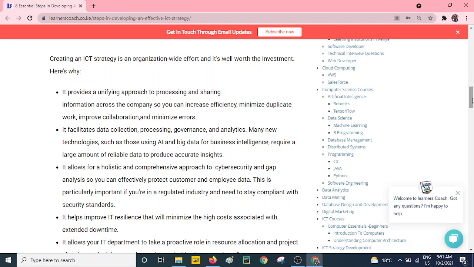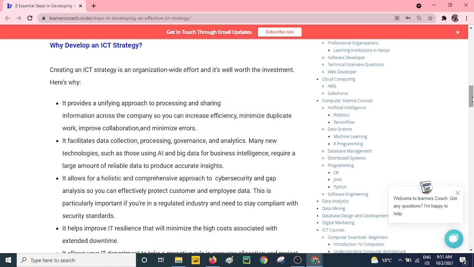Another reason why you need to develop an ICT strategy is to facilitate data collection, processing, and governance, and also have some kind of analytical options. Many new technologies such as artificial intelligence, big data analytics, and business intelligence require a large amount of reliable data to produce accurate insights. So that's another reason why we need to have an ICT strategy.